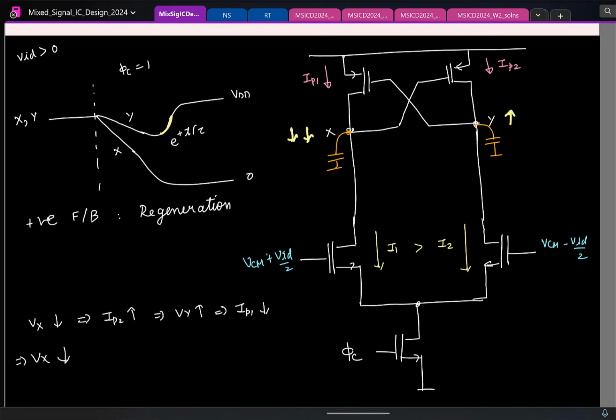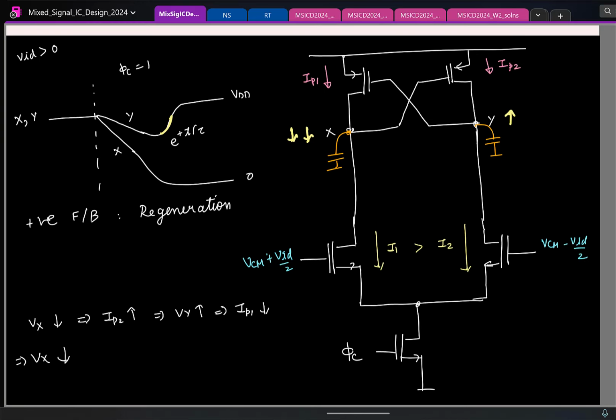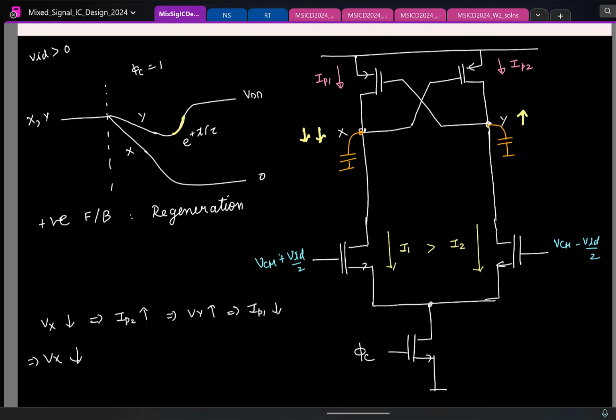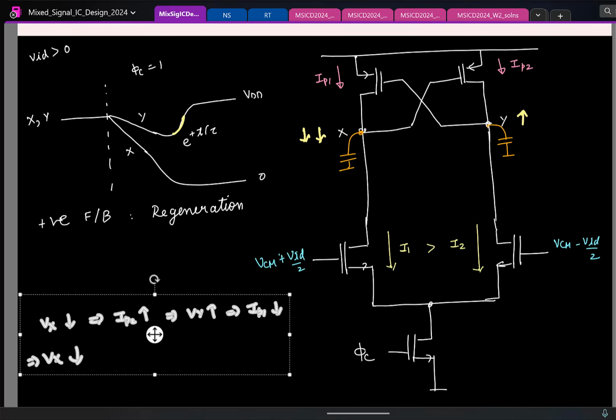Cool. It's fine. Now this circuit is nice, but one minor thing needs to be done before we actually can deploy it in practice, and that I'll explain now.